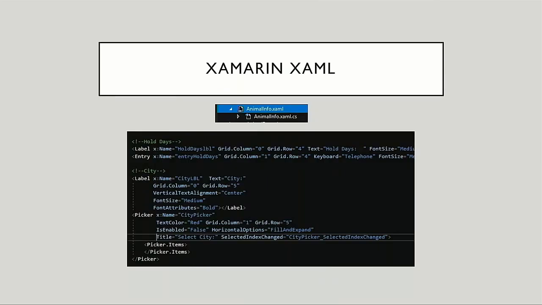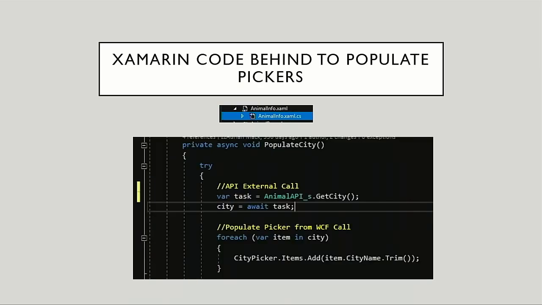Here is the layout for the drop down. We have a city picker, which is basically a drop down list, and it's a XAML layout. We set the color, the grid, the column, enabled, and all that stuff. As you can see, it has a function that loads it. Then if you go to the code, we have a function called populate city in the C#.